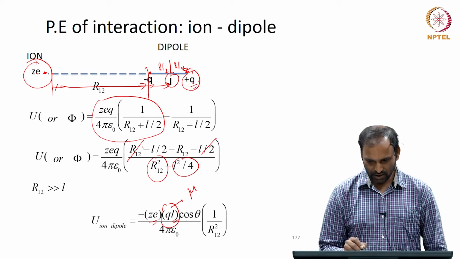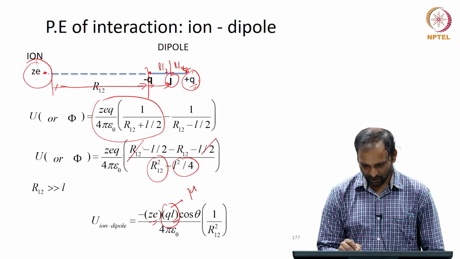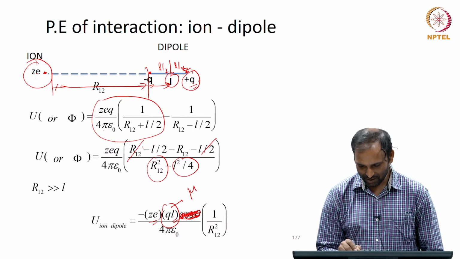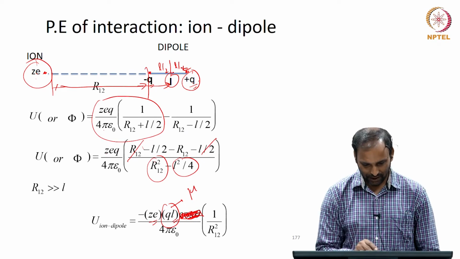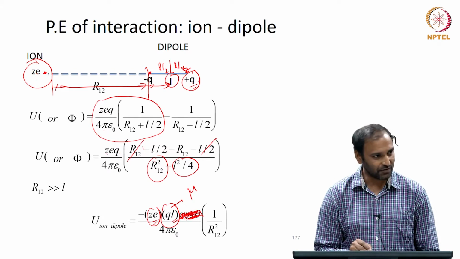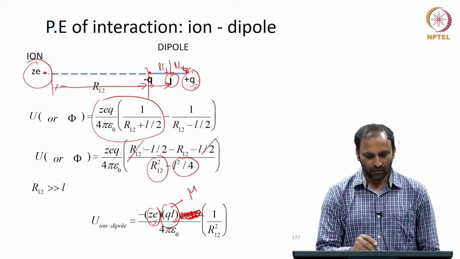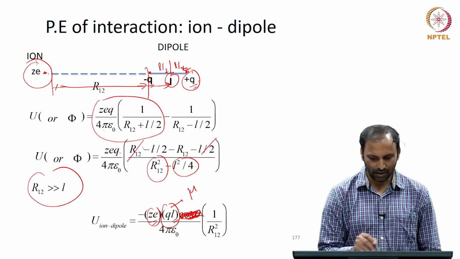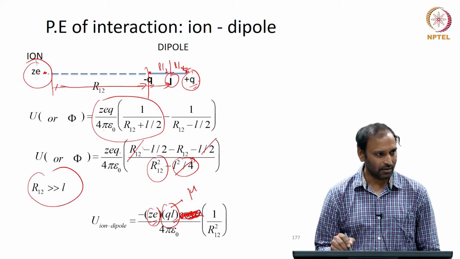Now, in this case, this is for a case where, let us for a moment not consider the angle. So, I have ZE here, that is this term, Q times L, and the negative sign comes because there was a minus L here, and 4 pi epsilon naught. Now, if you consider a case where R12 is much larger than L, I can kick this out, therefore it becomes 1 over distance square.